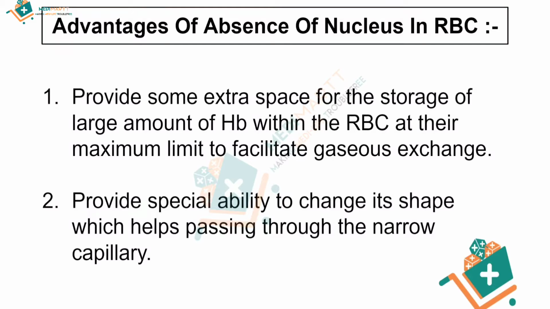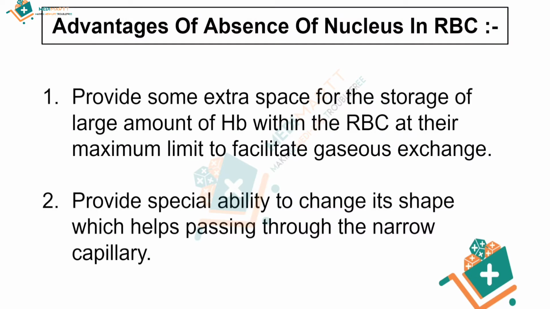As we all know, the nucleus is absent in red blood cells. So what are the advantages of the absence of the nucleus in the RBC? Basically, it provides some extra space for the storage of a large amount of hemoglobin within the RBC. As we all know, if something is absent, then we can get some space in that particular place.